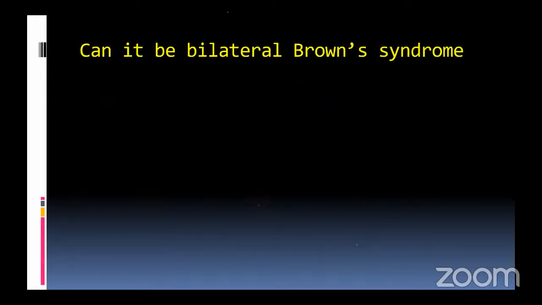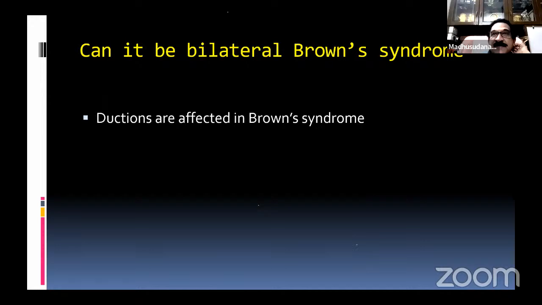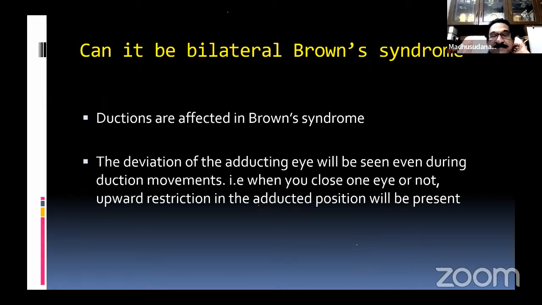Yes, sir. Okay. Then can it be bilateral Brown syndrome? The ductions are affected in Brown syndrome. That's the reason. The deviation will be seen even during duction movement. That is, whether you close one eye or not, the upward restriction will be present in Brown syndrome.